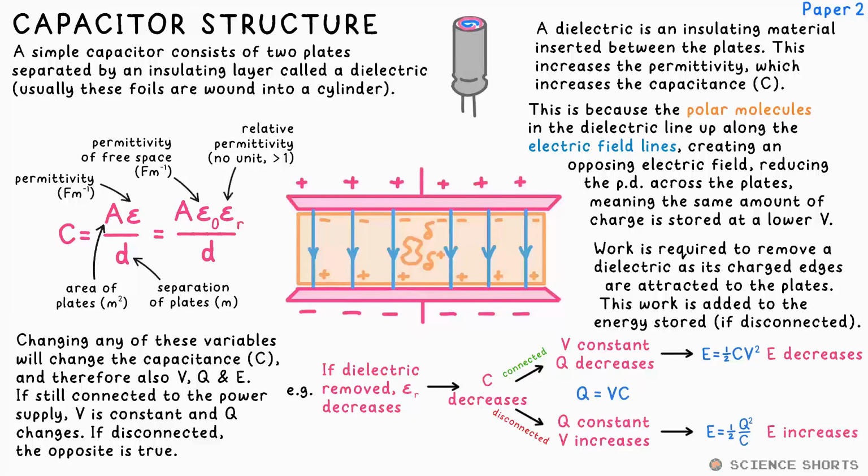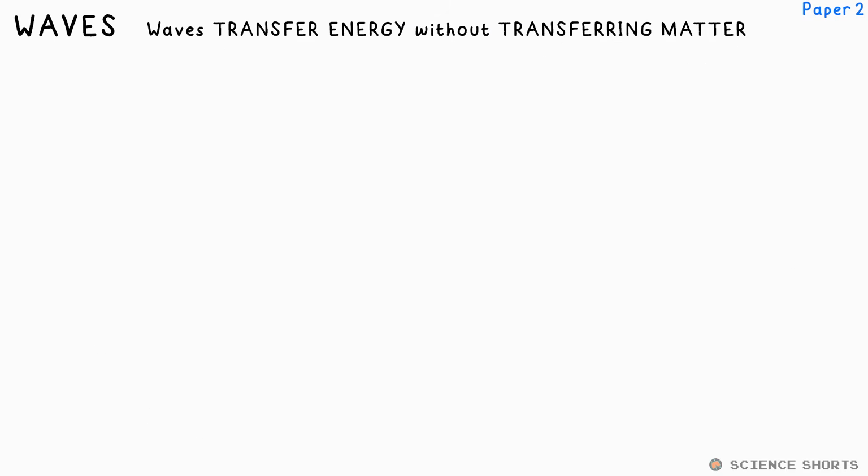This example here can also be explained in terms of electrostatic potential energy. Like we said, the edges of the dielectric are charged oppositely to the plates, which means they're attracted to them. To remove the dielectric, we must therefore do work to separate them. You have to put in energy. Where does that energy go? Into the capacitor.